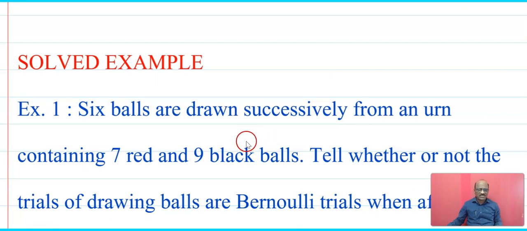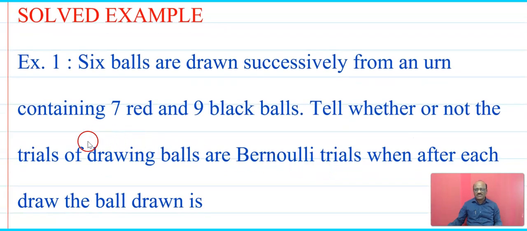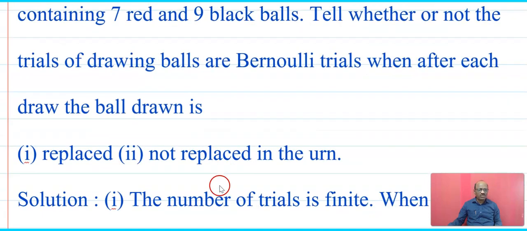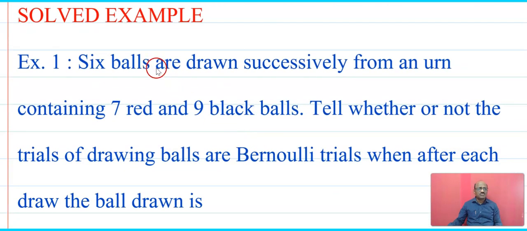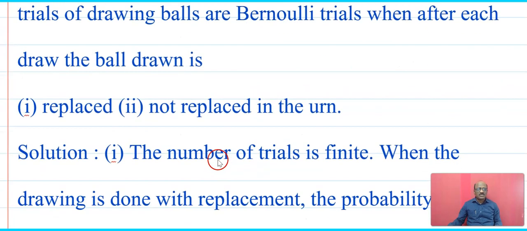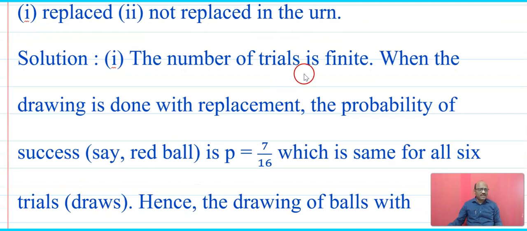Now see this solid example. 6 balls are drawn successively from an urn containing 7 red and 9 black balls. Tell whether or not the trials of drawing balls are Bernoulli trials when after each draw the ball drawn is replaced, and when it is not replaced. What is happening here? The 6 balls are drawn successively. The urn contains 7 red and 9 black balls, and 6 balls are drawn. And how is the trial? It is replaced and not replaced. The number of trials is finite.